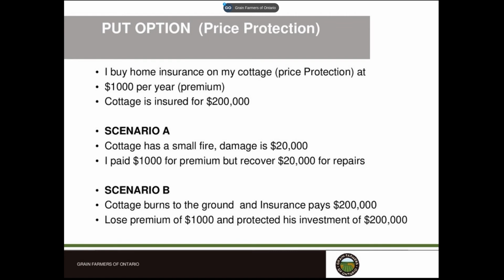So the year I buy it, my cottage is insured for $200,000. I have a small fire, and the fire does some damage, and it's $20,000 damage. Well, right away, my insurance decides that they'll honor it, and they pay the $20,000 for the repairs. And of course, I paid the $1,000, so I basically saved myself $19,000. Now, as we all know here, that's not usually the way it happens.